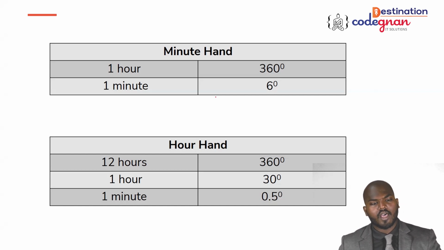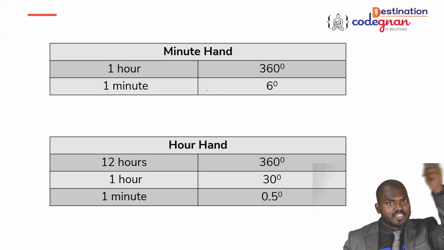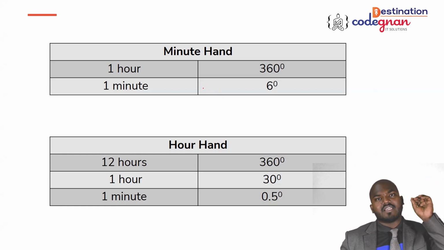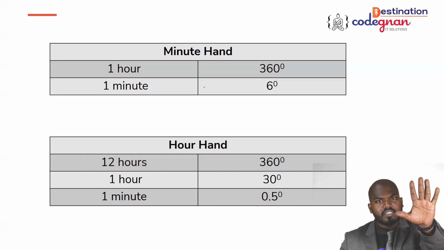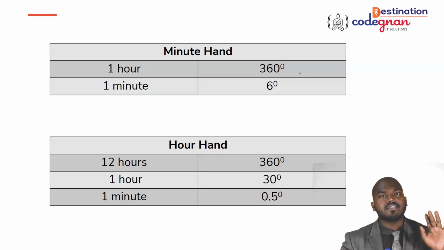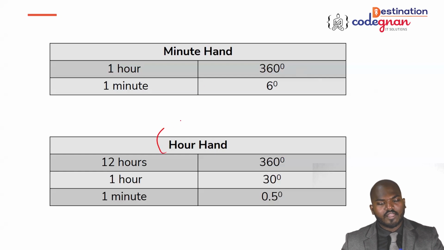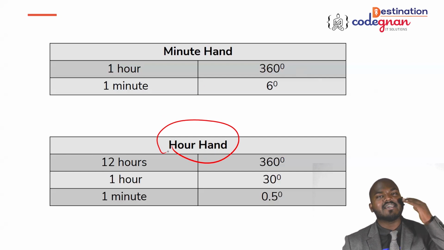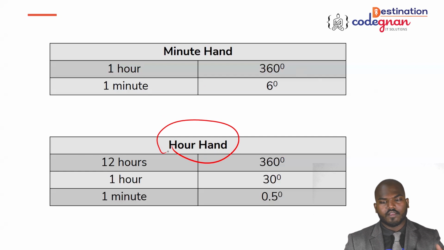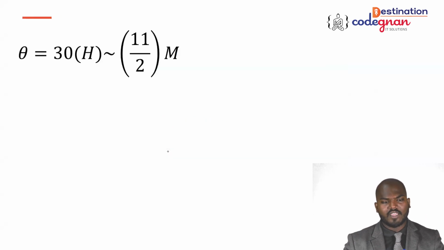In the minute hand, 1 hour, when it is completely rotating, we can call it 360 degrees. In the hour hand, for a complete 12 hours, when it completes, we can call it 360 degrees. And going to the next one, 1 hour completed means we can say it as 30 degrees. And next, 1 minute, we can call it 0.5 degree.